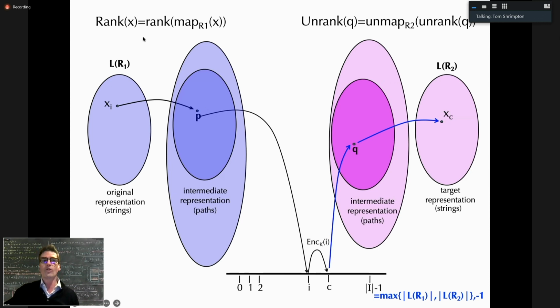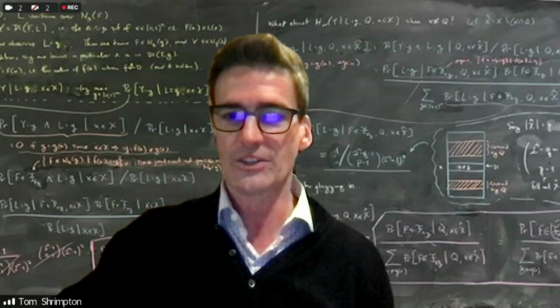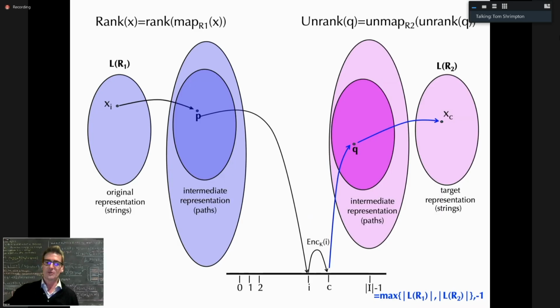Then we rank that. So the overall ranking procedure for some string X is you first map it to get a representative path, and then you rank that path to get to here. And you encrypt on your integers. And now you need to unrank, but you unrank under the unmap for the second regular expression. And then out. Hopefully that's clear enough after this much discussion about it. Before we only had to accommodate things related to one regular expression, but now the range is the max of the sizes of the two languages. That's the range of integers over which we need to be able to encipher.